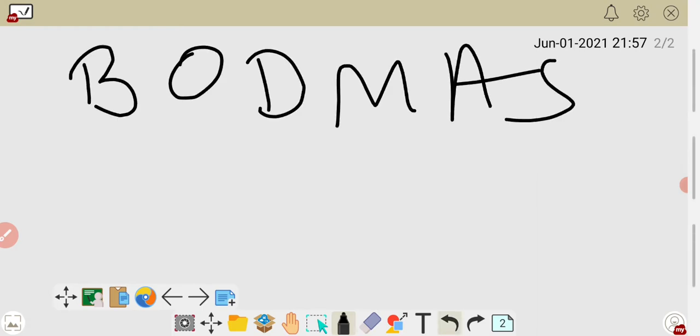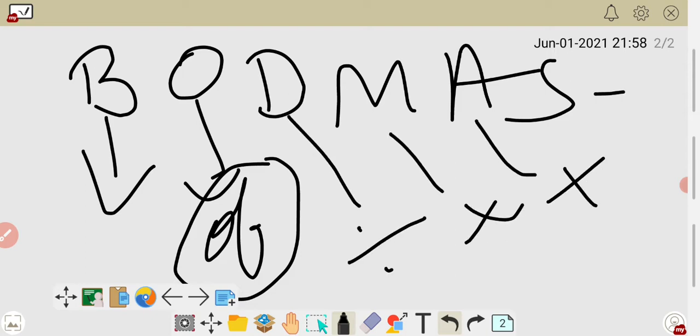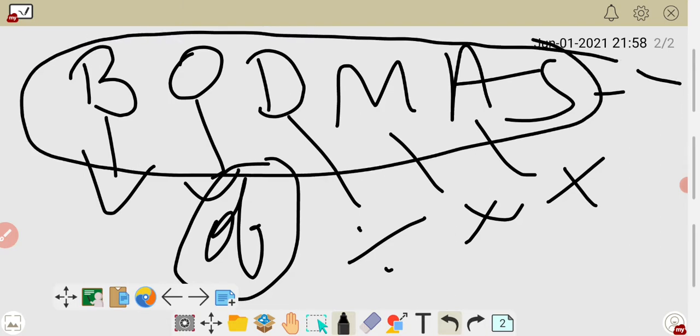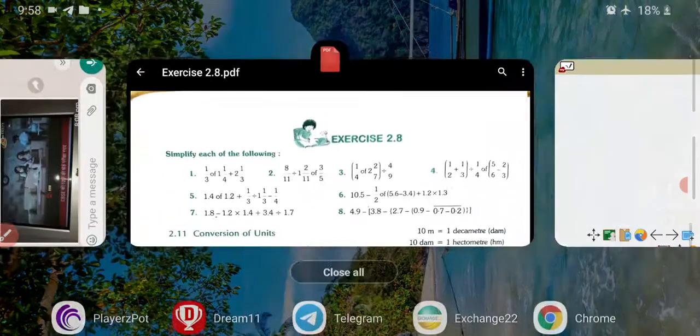BODMAS. First you have to solve the bracket, then you have to solve the of. Of is also a special type of multiply, but you have to solve it first. Then divide, M is multiply, A is addition, S is subtraction. So you have to follow the equation with the help of this rule. BODMAS rule means first solve the bracket and then of, then divide, then multiply, then add, then subtract. Okay, now just look here.